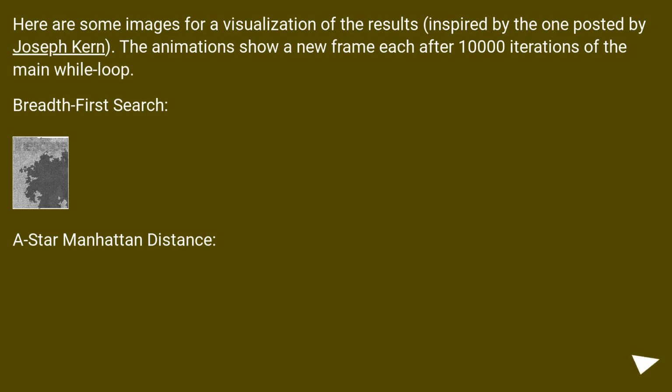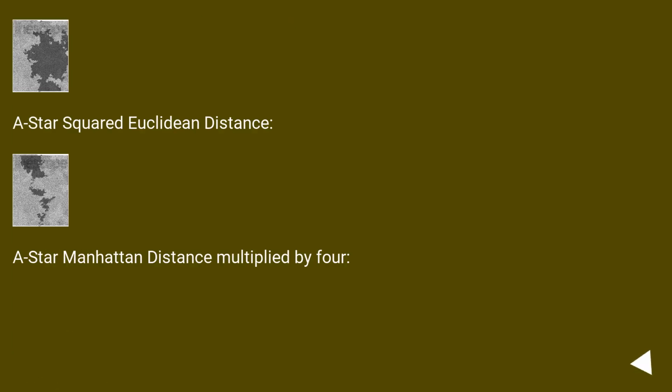Here are some images for a visualization of the results, inspired by the one posted by Joseph Kern. The animations show a new frame each after 10,000 iterations of the main while loop. Breadth-first search. A-star Manhattan distance. A-star squared Euclidean distance. A-star Manhattan distance multiplied by 4.